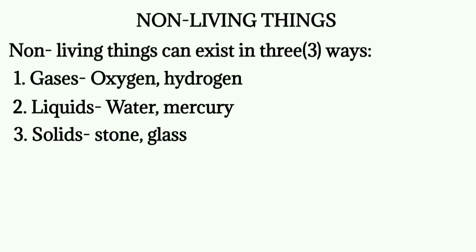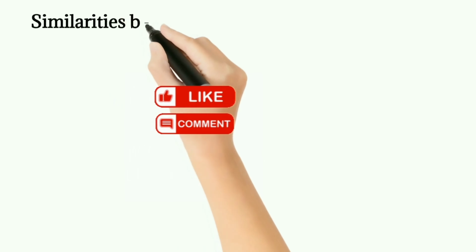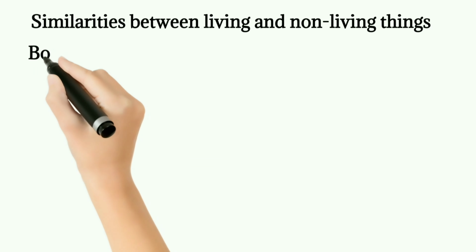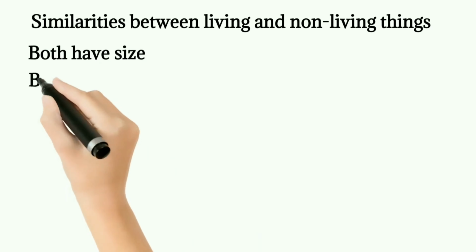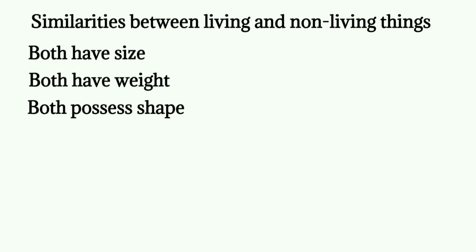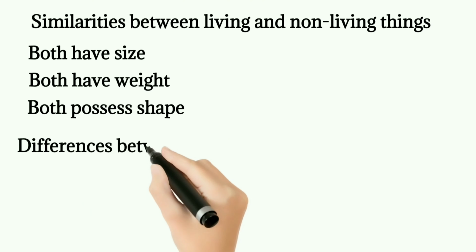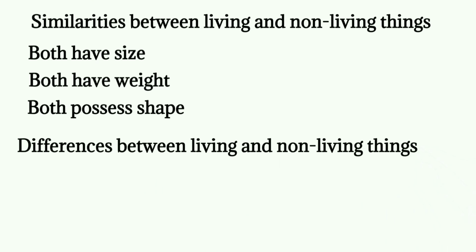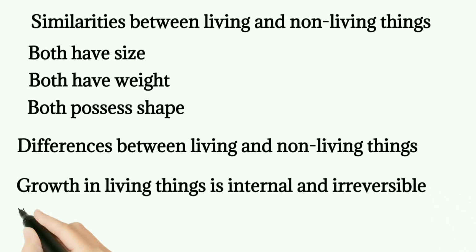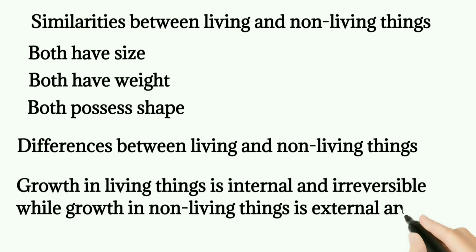So let's move to similarities between living and non-living things. Both have shape, weight, and size. So these are the similarities. Then for the differences between living and non-living things, I know you can actually outline them. You can say living things undergo reproduction, while non-living things cannot undergo reproduction, so many of them. But there's one I want to emphasize, which is growth.